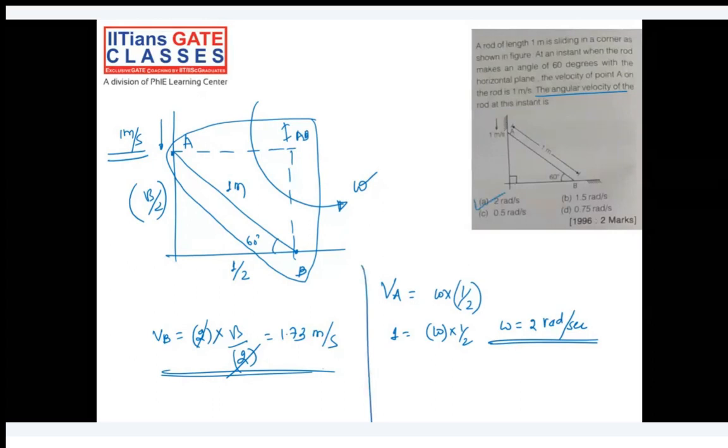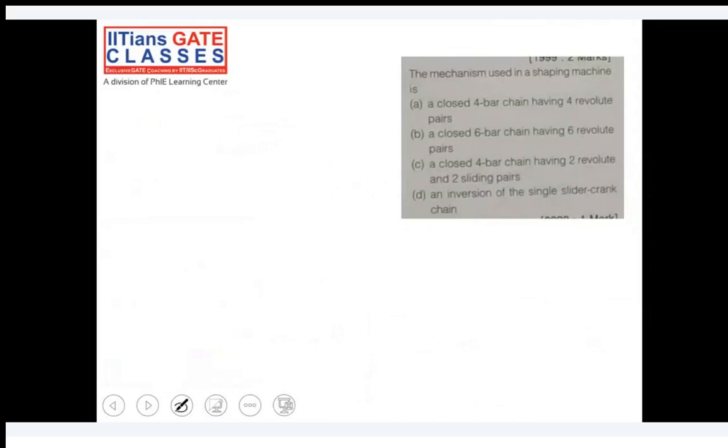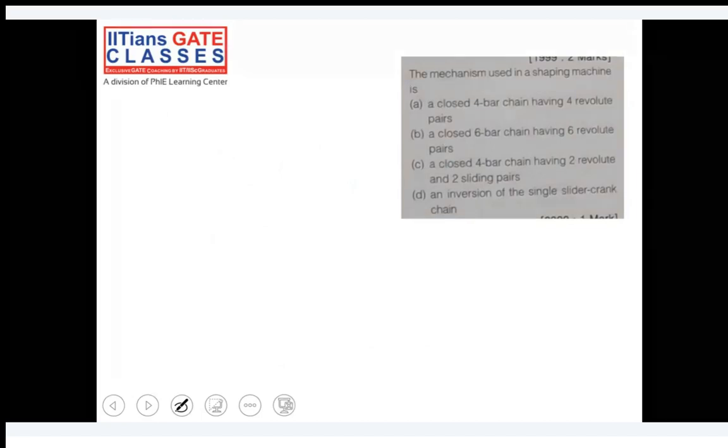Okay, so the next question: the mechanism used in a shaping machine is, first option, a closed 4-bar chain having one revolute pair. Second option is a closed 6-bar having 6 revolute pairs. Third one is a closed 4-bar chain having 2 revolute and 2 sliding pairs, and an inversion of single slider crank chain.